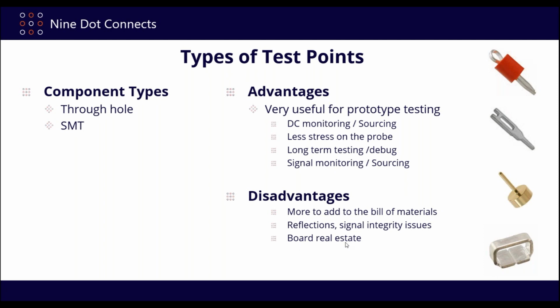And then lastly, there is the board real estate issue. So when you put these down, you're obviously going to take up a bit of real estate. So you may have a 10 mil trace, but now you've got a 50+ mil test point that's sitting next to or on top of that trace over there. So it's going to take up some real estate. Plus, you also will more than likely have the silk screen as well. Okay.